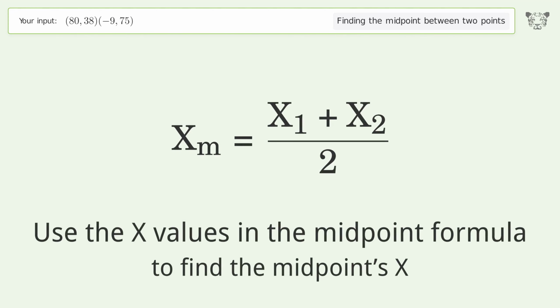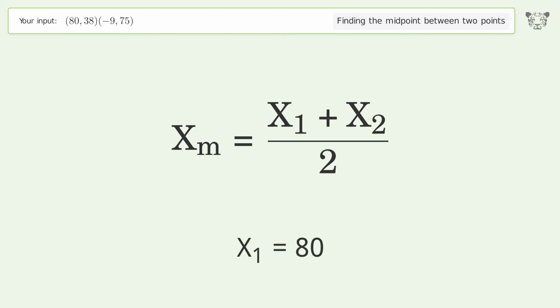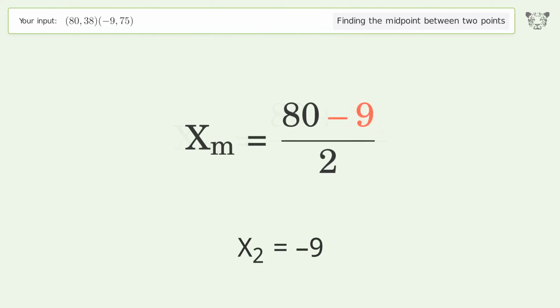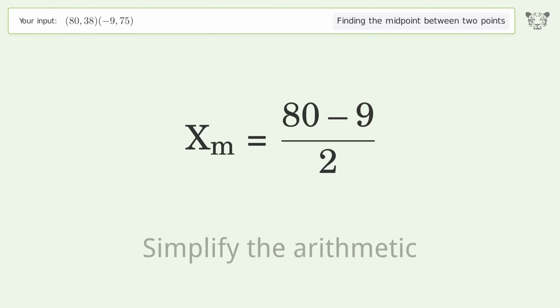Use the x values in the midpoint formula to find the midpoint's x. x1 equals 80. x2 equals -9. Simplify the arithmetic.